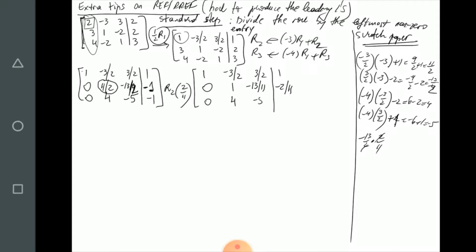Copy the last row for now. We have the leading ones. We need 0 below the second leading one. So we need 0 instead of 4. The way to do this is minus 4 row 2 added to row 3.